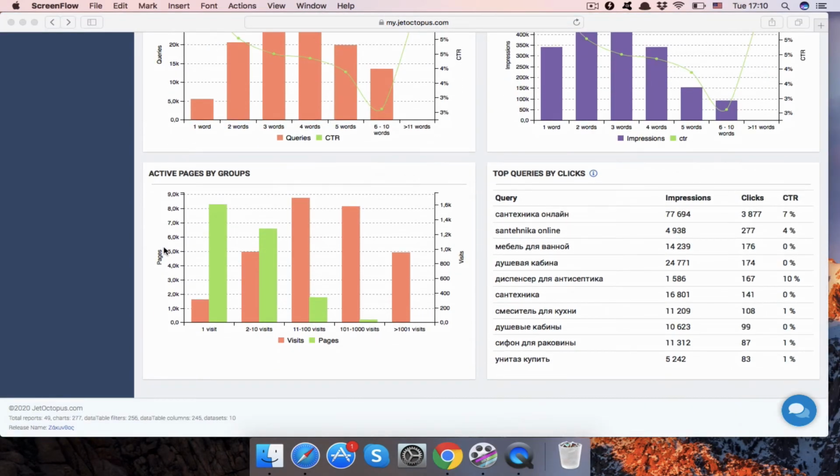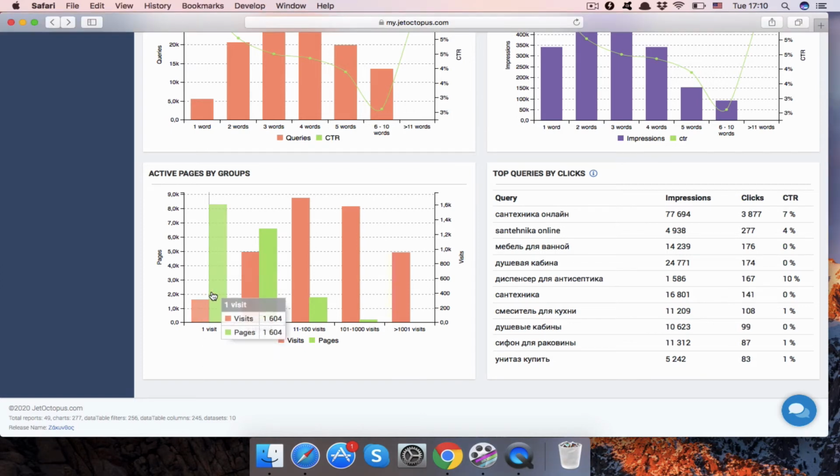The last chart here is active pages by groups. These are the pages which are getting visits of end users. So we are visualizing the information here in the following way. These are the pages, these are the visits. And we have different groups. We have the group of pages which got just 1 visit over the given period of time.